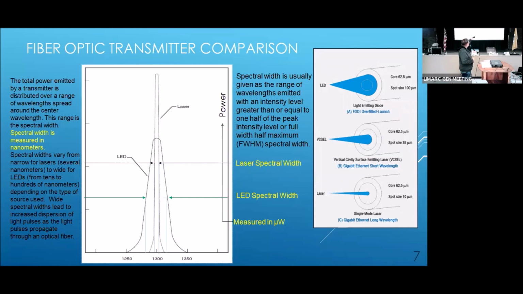A VCSEL concentrates the light in a smaller size, and it has a narrower spectrum. Then we can go to a laser, which is the only practical way to excite a single mode fiber. Lasers are expensive and consume a lot of power, but on the other hand, they're much faster and have a much cleaner profile. So here you can see that the laser matches pretty well with the single mode fiber, simply because of its small spot size. Okay, next one.